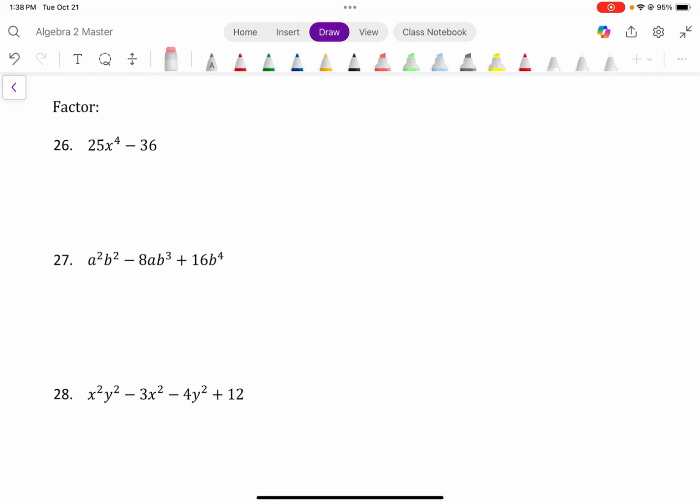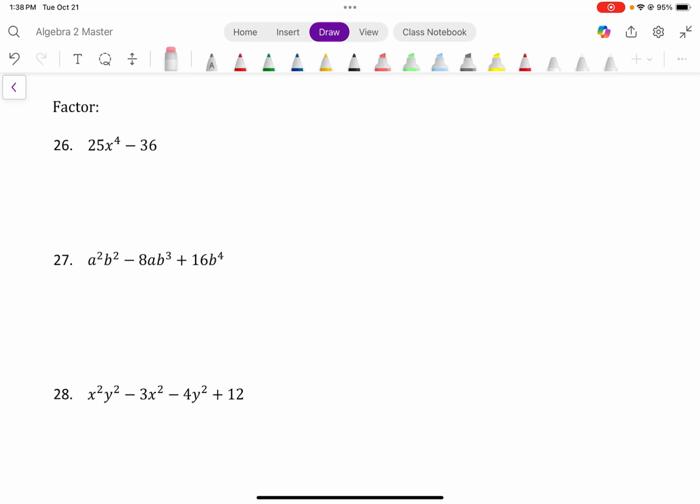In this video, we're going to factor some polynomials. So here, number 26, first thing I notice is that it's a binomial. Anytime it's a binomial, I look for difference of squares, sum of cubes, or difference of cubes. The fact that we have x to the fourth tells me it's not anything with cubes, so I have to double check if it's something with squares. Since it tells me to factor, I'm going to assume I can factor here.